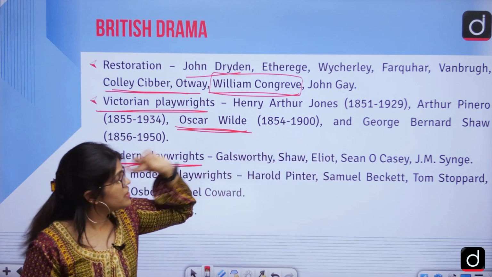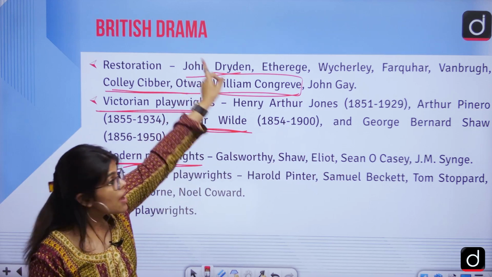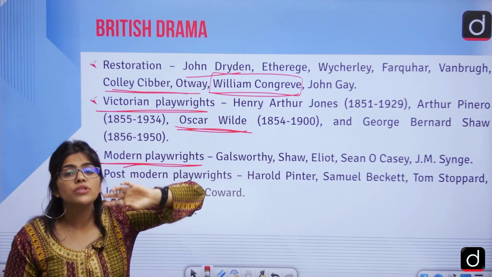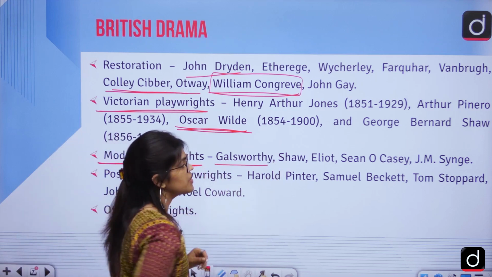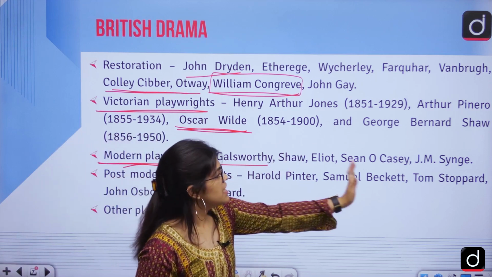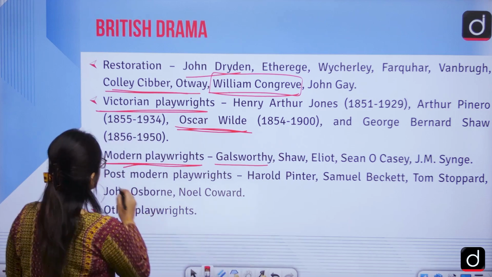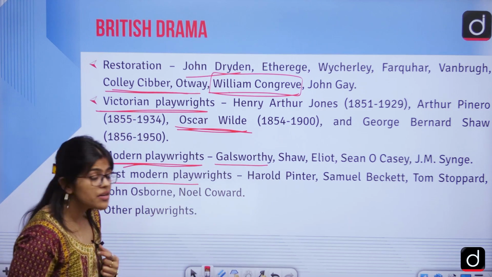We'll be studying their poetry, we'll be studying the drama, and we'll also study the different novels that they have written. We have Galsworthy, we have Shaw, we have Eliot, we have C.N. O'Casey, we have J.M. Synge. Then come the postmodern playwrights.